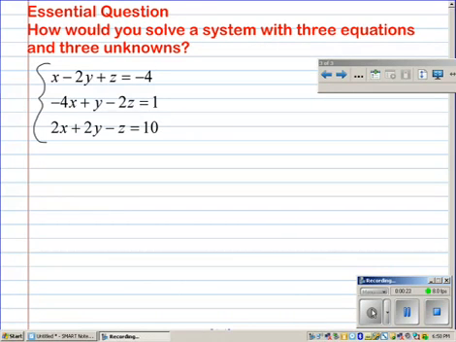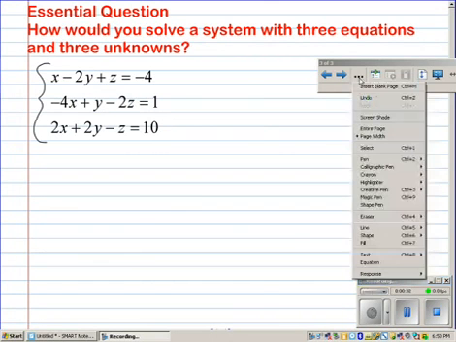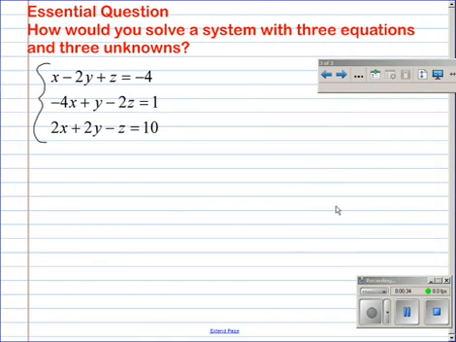So if I wanted to do substitution, I need to have a variable that's easy for me to get by itself. For example, if you look at that first equation, notice that I have an x with a coefficient of 1, a z with a coefficient of 1. Either one of those would be easy to solve for. And in that bottom equation, I have a z that has a coefficient of 1, so that one would be easy to get by itself.